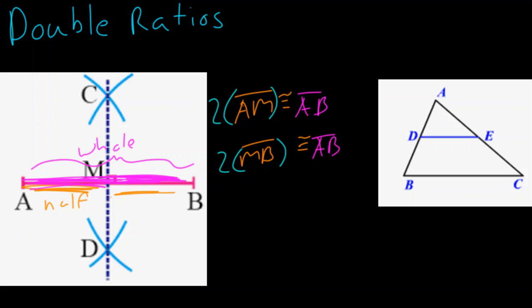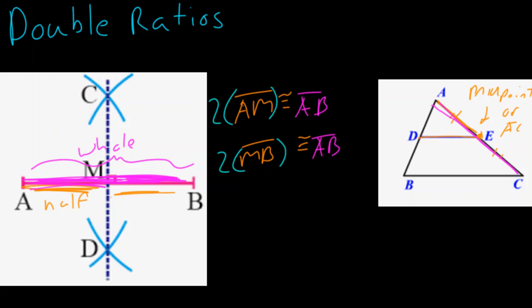Now let's take a look at where we could apply this in a different situation. What if I give you this triangle here, and we see that this line here is DE, and let's say that E is the midpoint of AC. Well, of course, we could say that AE is congruent to EC. But once again, that's not our focus. My question to you is, how does AE compare to this whole thing, AC?